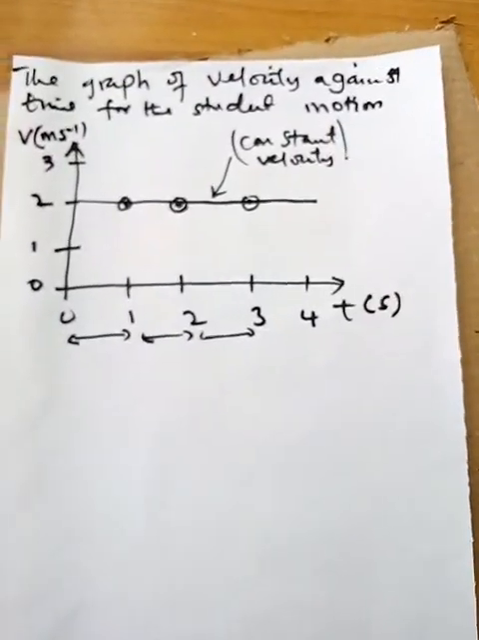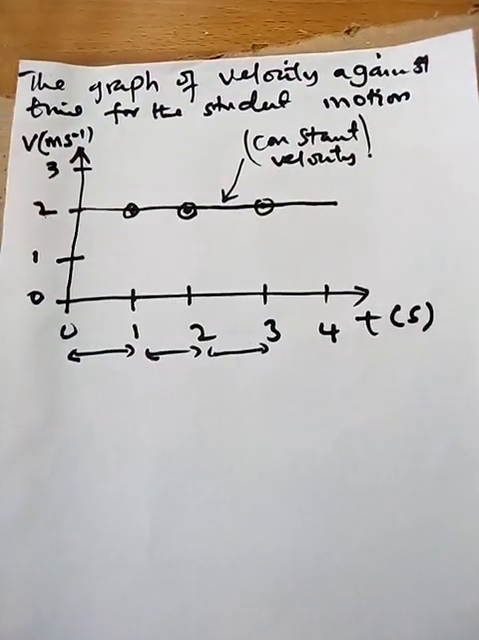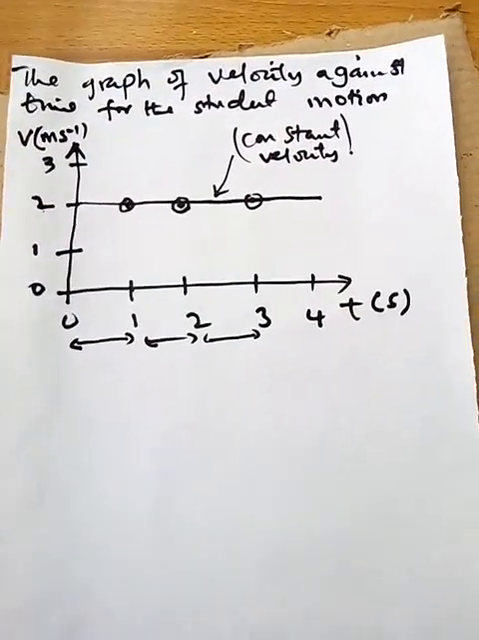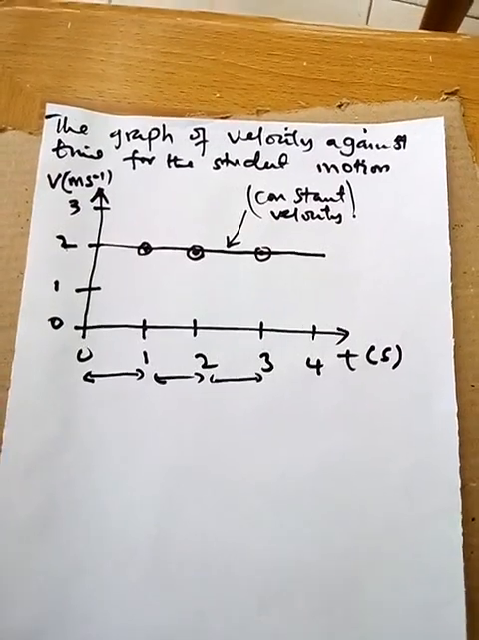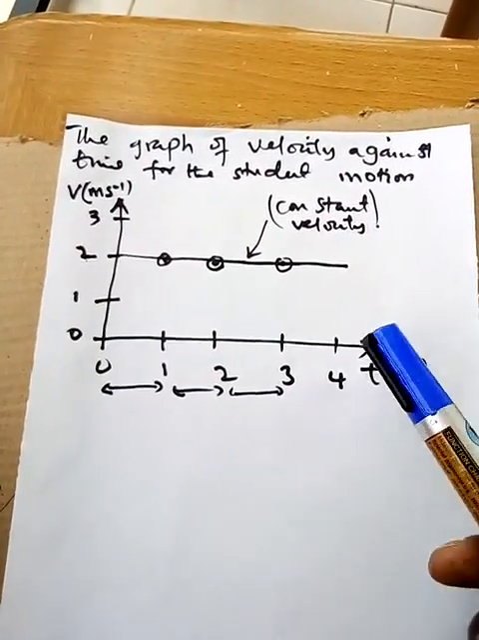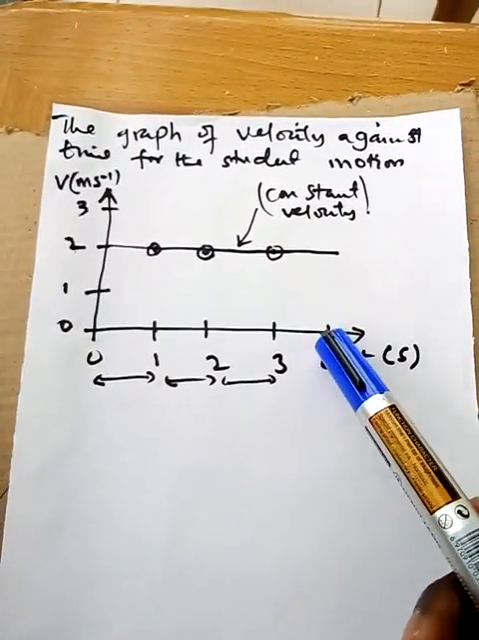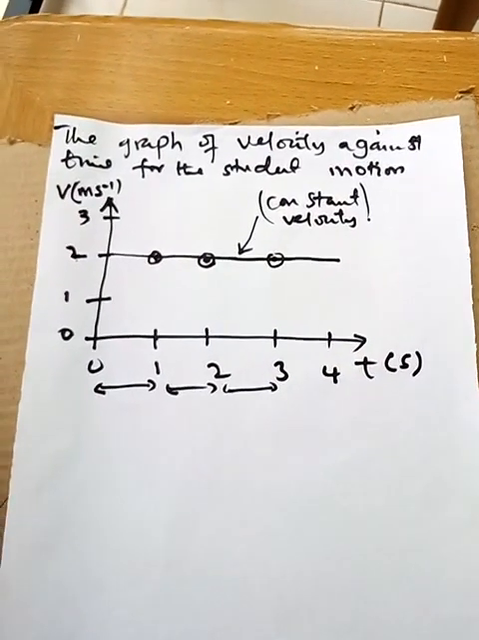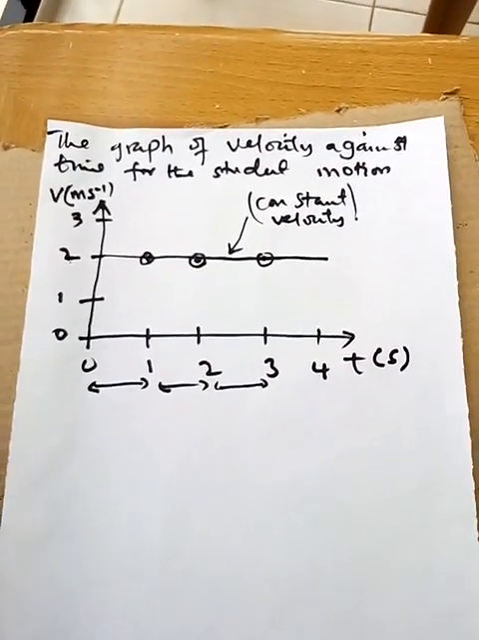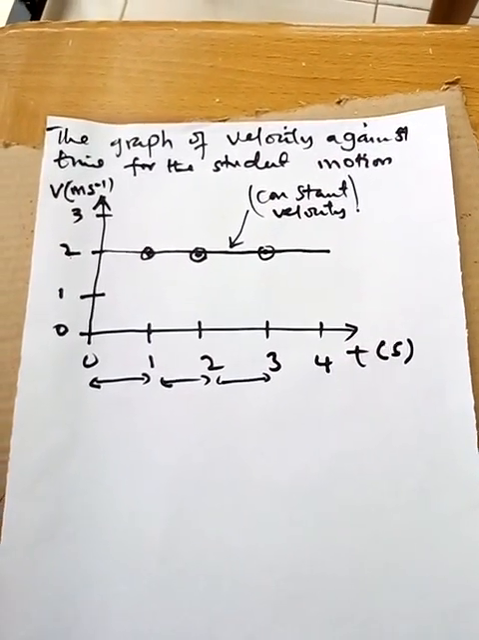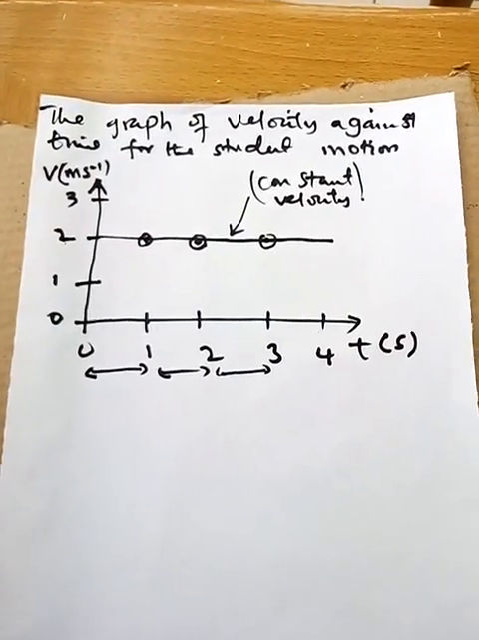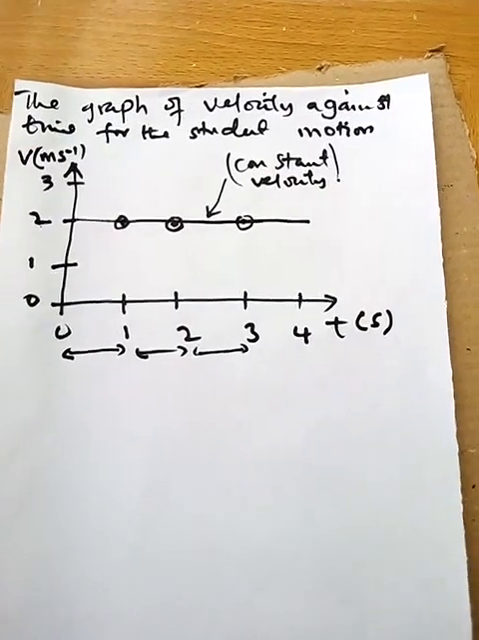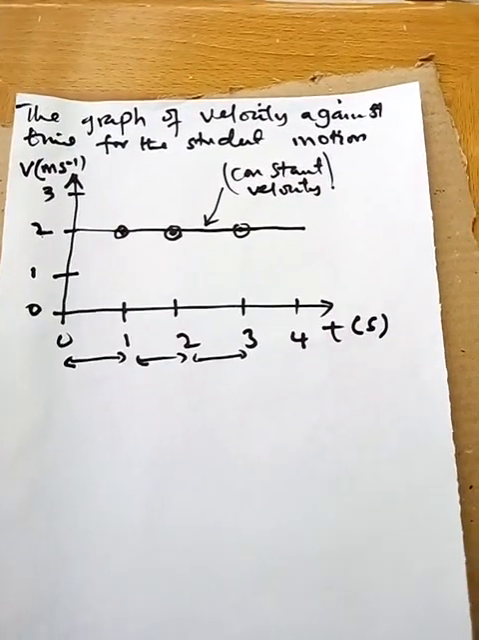Good morning, members. Last time we stopped on this part here exactly. We stopped on the graph of uniform velocity, that was plotting velocity against time. If we are to remember, this is exactly where we stopped, and today we are going to continue from here.